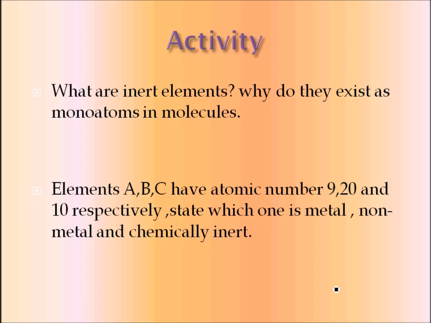Now friends, it's your time to do an activity. I have just given you two very simple questions. If you have gone through this video properly, you'll be able to understand it more easily. The first question says, what are the inert elements? Why do they exist as a monoatom in a molecule? The second says, elements A, B, C have atomic numbers 9, 20 and 10 respectively. You just need to tell me which one is metal, non-metal and chemically inert, right?